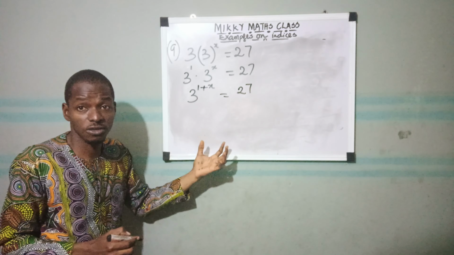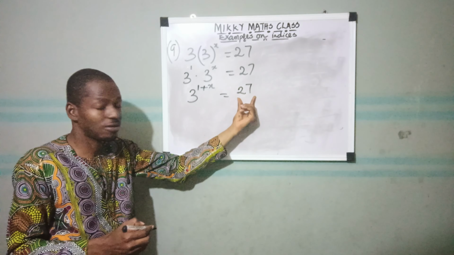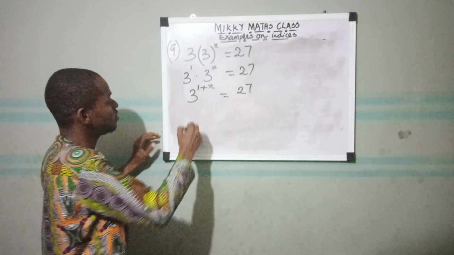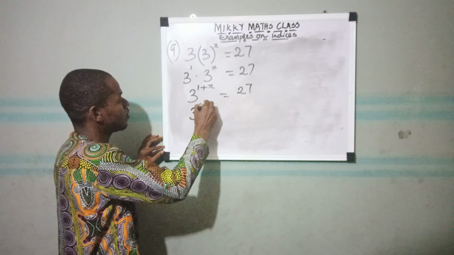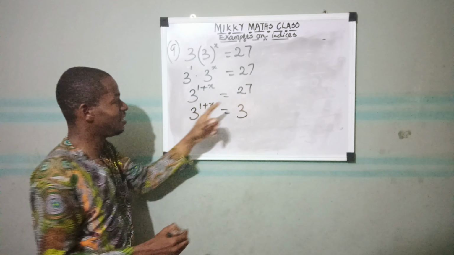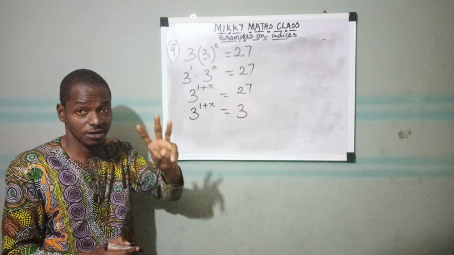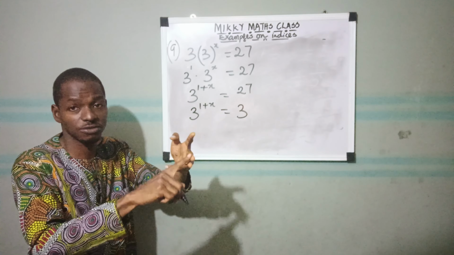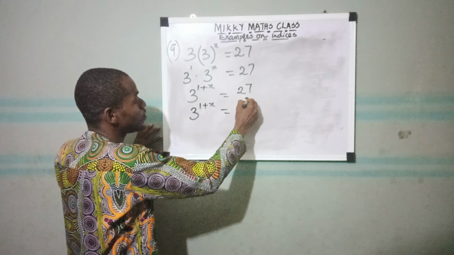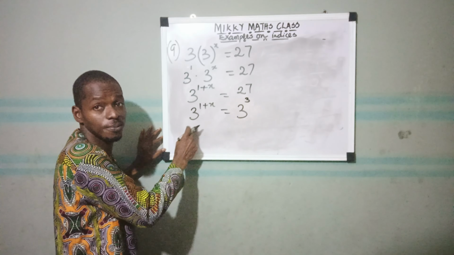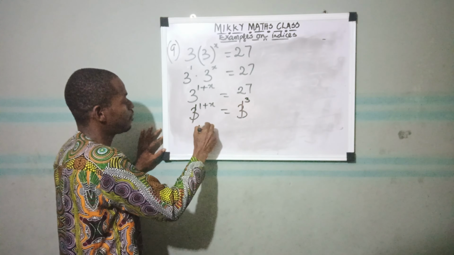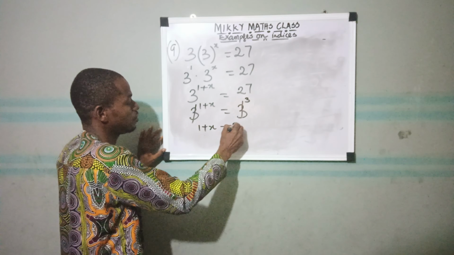Now, I haven't gotten to this point. We have to break down this 27 to have the same base. Now, 3 raised to the power of what will give me 27? 3 raised to the power of 3, because 3 times 3 is 9, 9 times 3 is 27. So this is 3 raised to the power 3. Now, they have the same base. I cancel out the base. So 1 plus x is equals to 3.